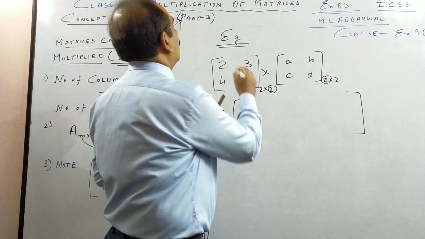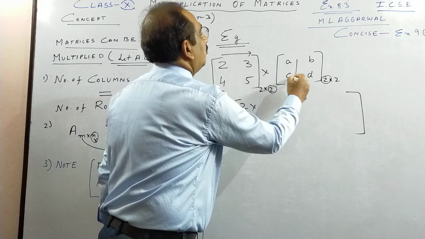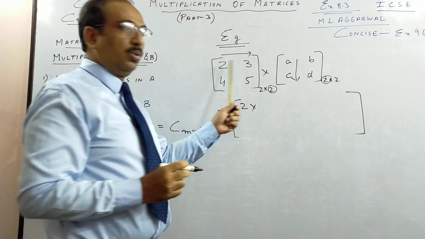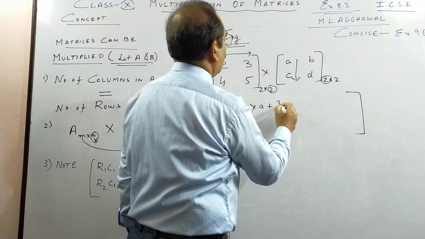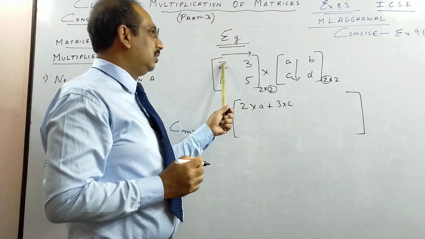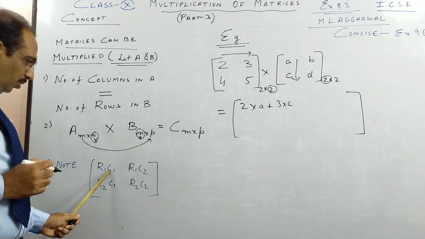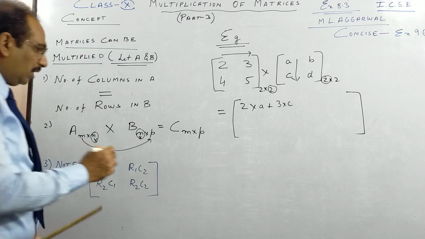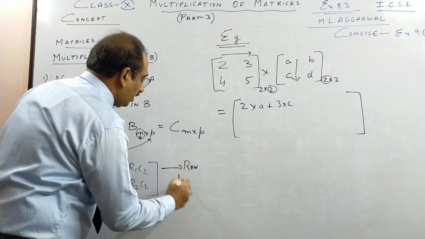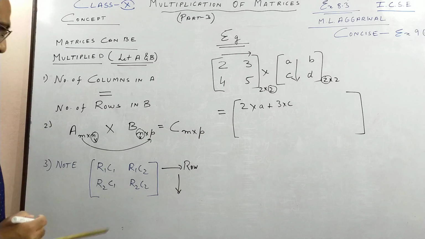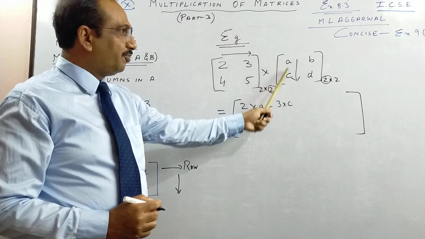So how do we do this, I'll explain to you. You see, this is called the row. The row of the first should be multiplied with the column of the second, this into this. R1 stands for first row. Remember, rows are like this, and this way we have columns. So first row with first column.